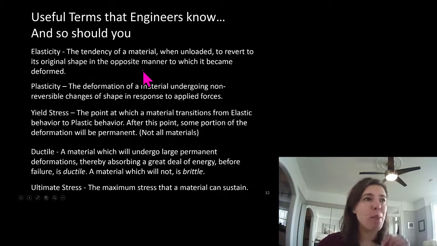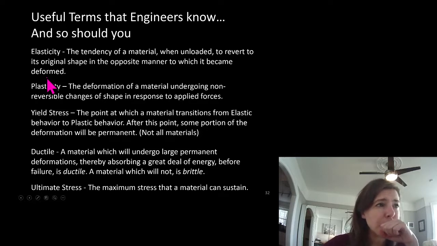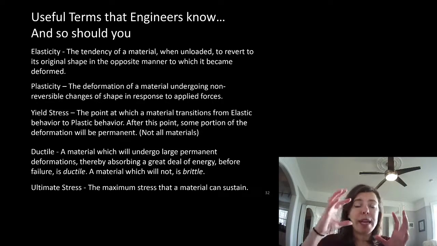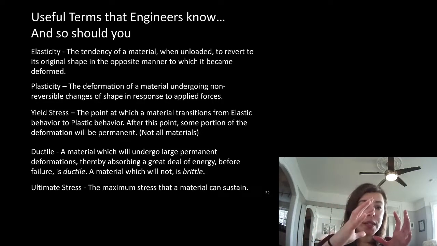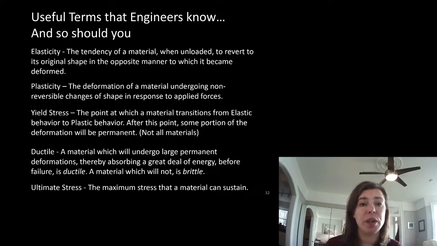Useful terms you should know. Okay, elasticity. Elasticity is the tendency of a material, when unloaded, to revert back to its original shape in the manner in which it became deformed. That means we take that object, we put a load on it, there's deformation, but if we take the load off, it goes back to its original shape.